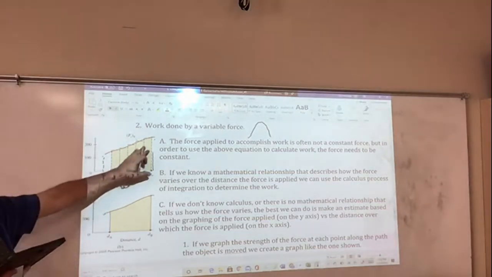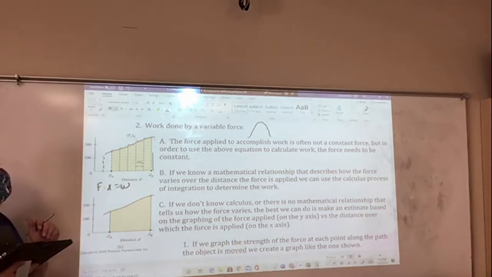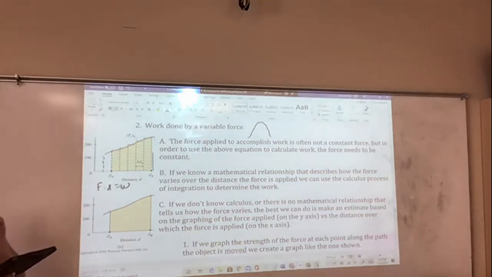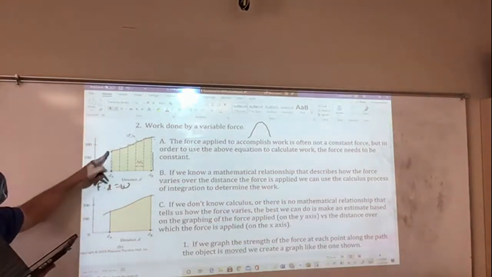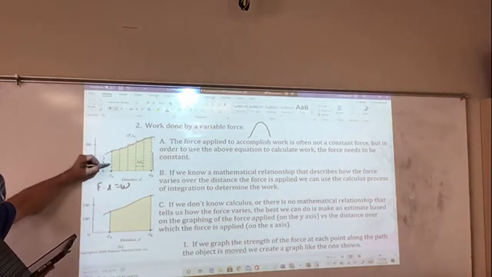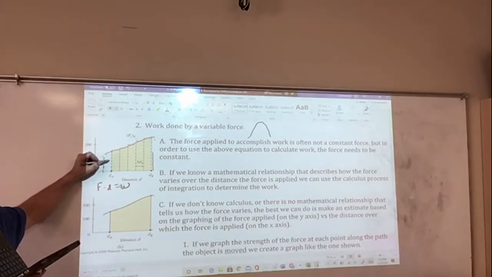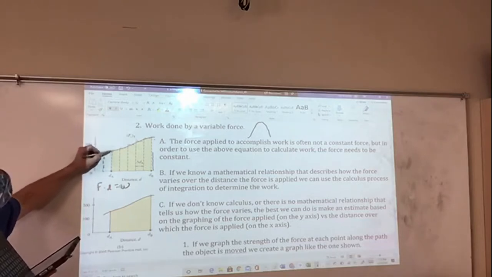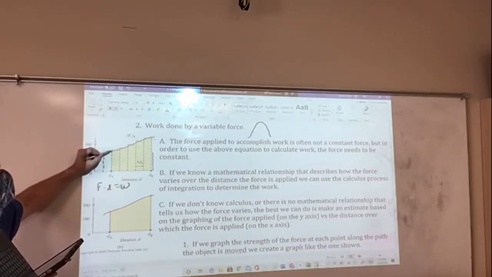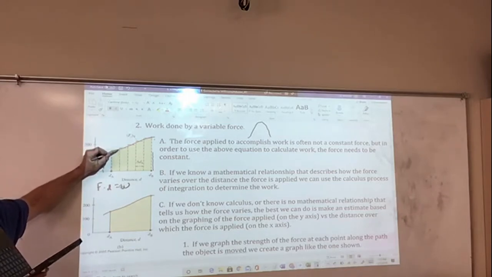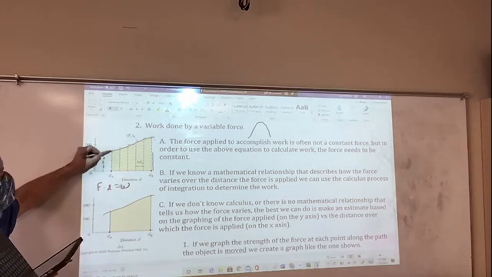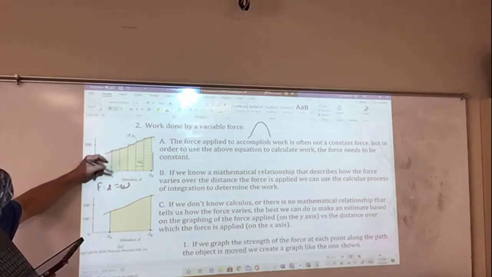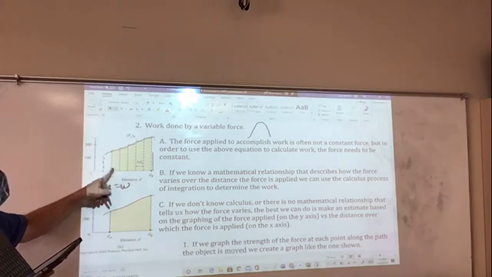So if I can figure out what the area under the curve is, I can figure out how much work I did. The best we can do is draw a bunch of little rectangles here. I know how to find the area of a rectangle, right? It's width times height, right? So if I choose my rectangles so that as much of it is above the curve as below the curve, my rectangle very closely approximates the amount of area that I have here.